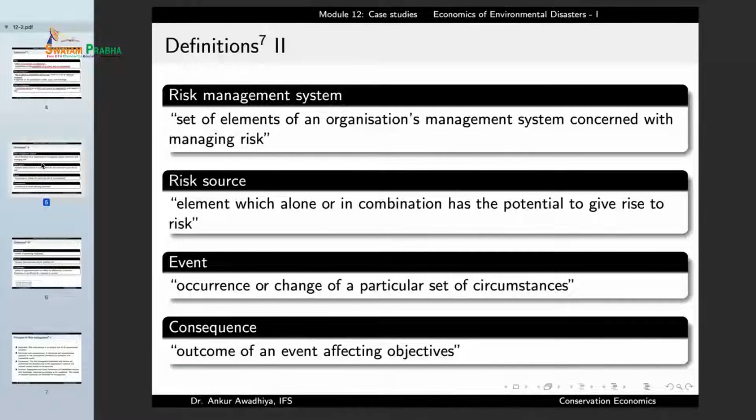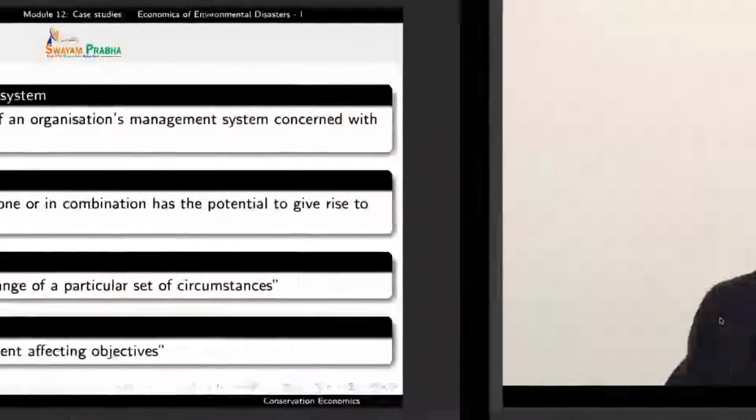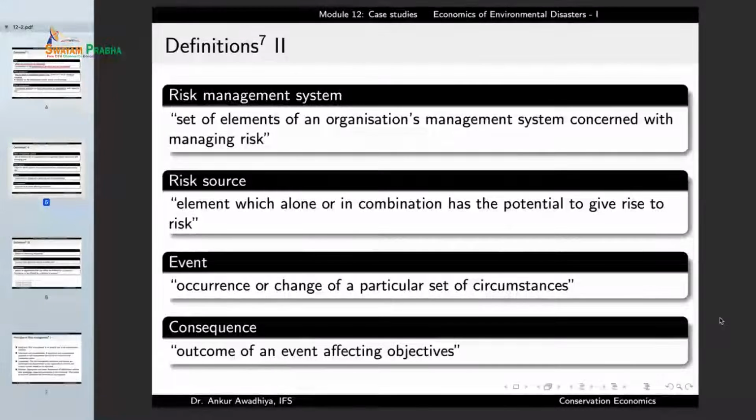Next, we have the risk management system, which is the set of elements of an organization's management system that is concerned with managing the risk. So, for instance, if there is a disaster or there is a probability of a disaster, who is going to respond? Do we have a set of people who are trained in this response? So, this is known as the risk management system, the set of elements of an organization's management system that are concerned with managing the risk.